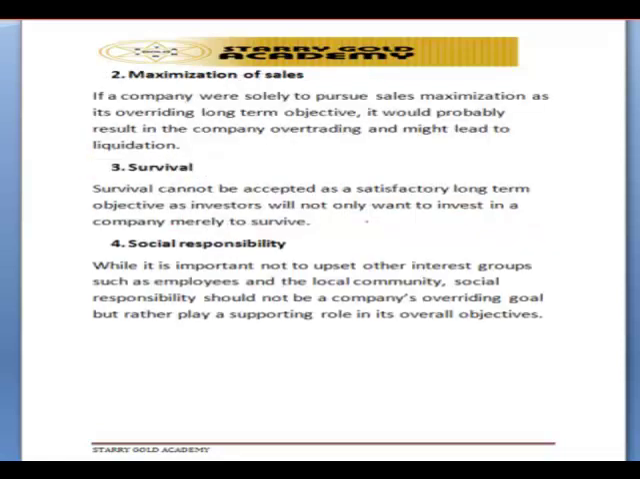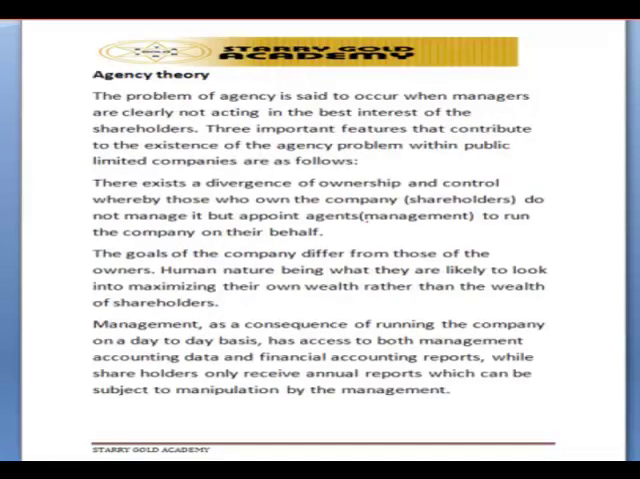Alright, so other one includes maximization of sales, pursuing sales to meet the overall company objective. Number three, survival. Survival cannot be accepted as a satisfactory long-term objective, but the company needs to be able to survive in its long term. Number four, social responsibility. We mentioned a while ago what this means: being accountable towards the needs of other interest groups, especially the employees, the local communities, and the public at large.